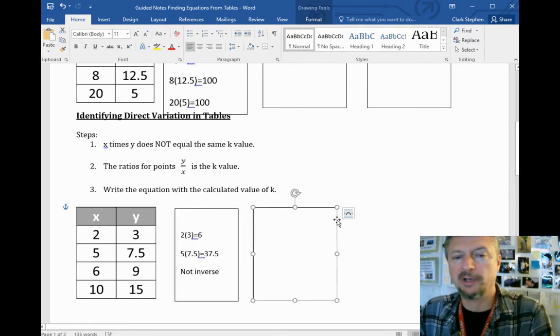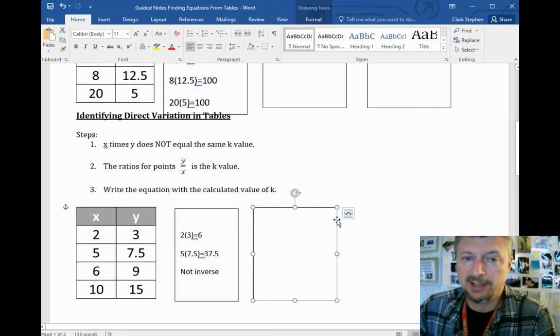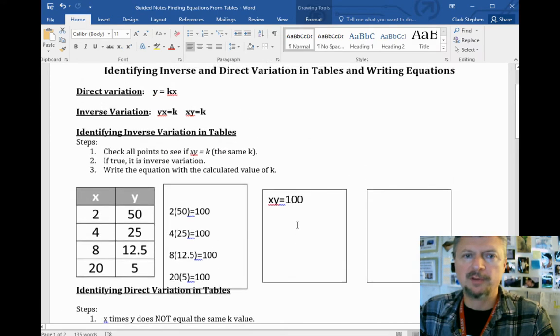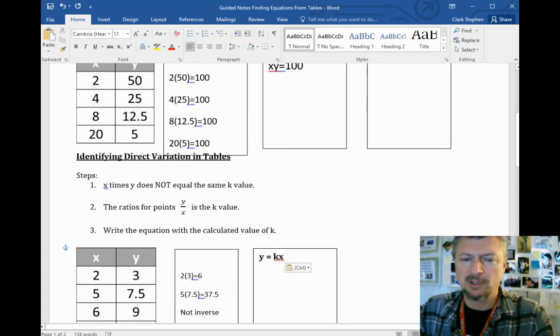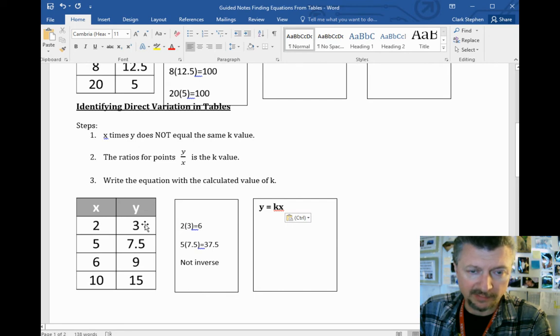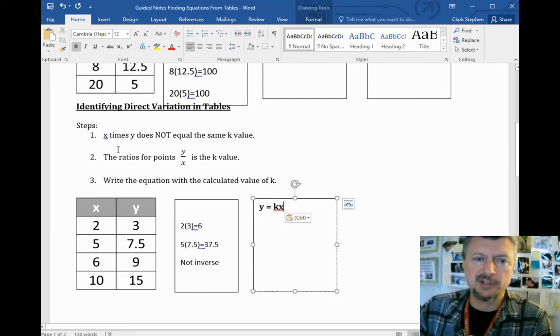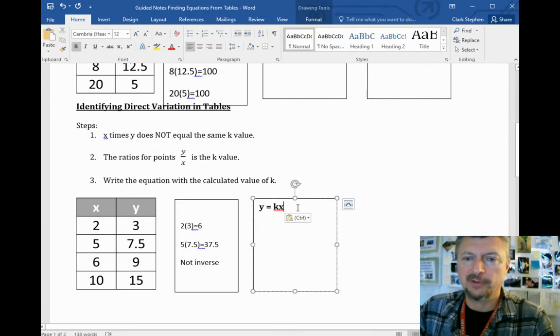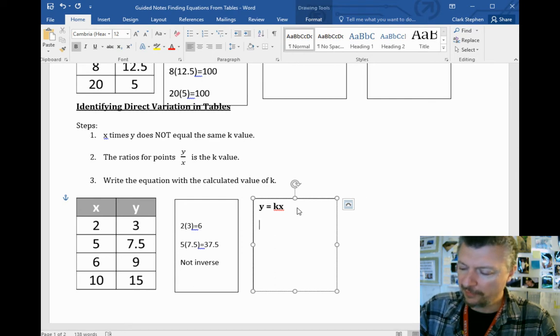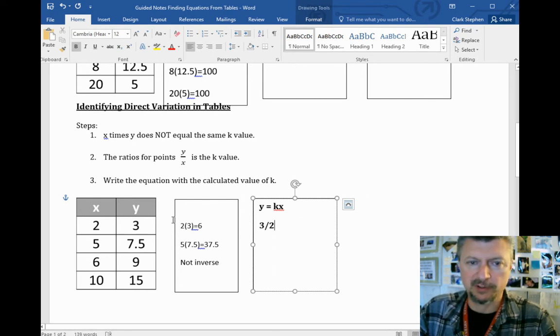Okay, so we're going to need to find out what k is for the direct variation. Now, you know from up top here that direct variation is y equals kx. Something times x, y, okay? Now, the way you can find that, as you see in step 2 here, we've done step 1. Step 2 here, you can divide y divided by x. So for the first point, we have 3 divided by 2. That comes from right here, y divided by x, right? That equals 1.5.